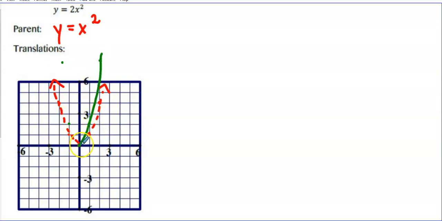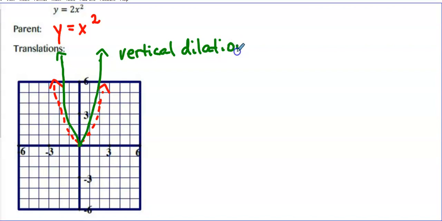It got skinnier. I always think of it that way. If you have a whole number and it's right there, that means there is what we call a vertical dilation. If you don't know what dilation means, it means that something gets bigger. If the doctor dilates your pupils, they put that medicine in when you go to the eye doctor. That means your pupils get bigger. Dilation means that something gets bigger.